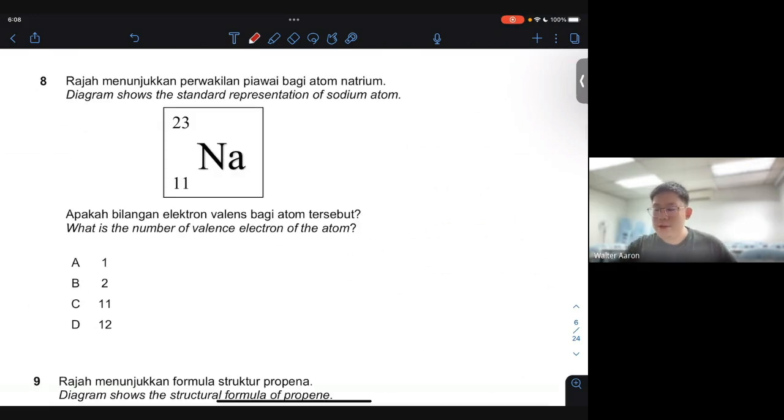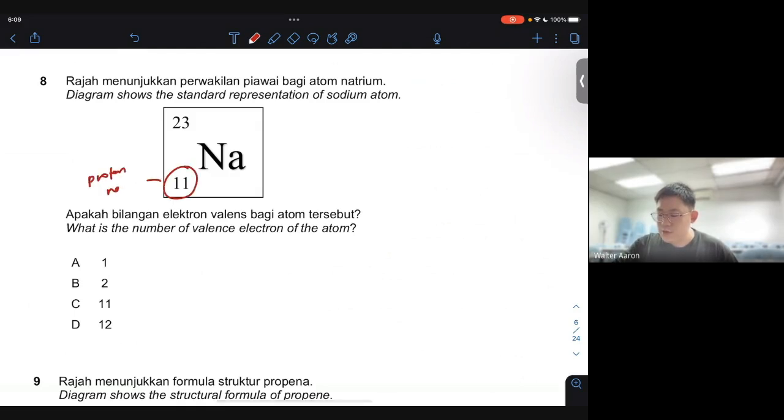Number 8, diagram 8 shows the standard representation of a sodium atom. We have the nucleon number over here, and we have the proton number at the bottom, and this is the symbol of the element. Now it's asking what is the number of valence electrons of the atom. To know the number of valence electrons, you must first know the number of electrons that it has. Like I said, this is the proton number.